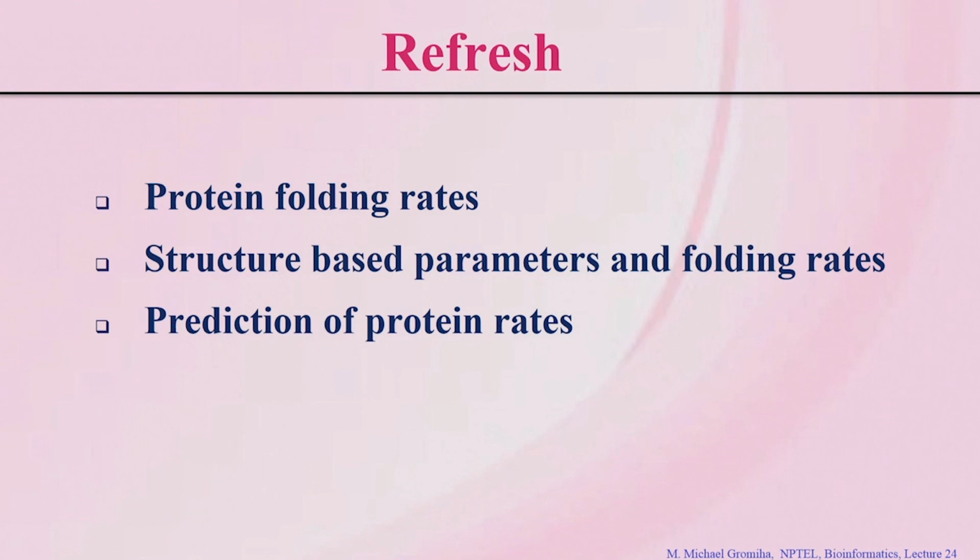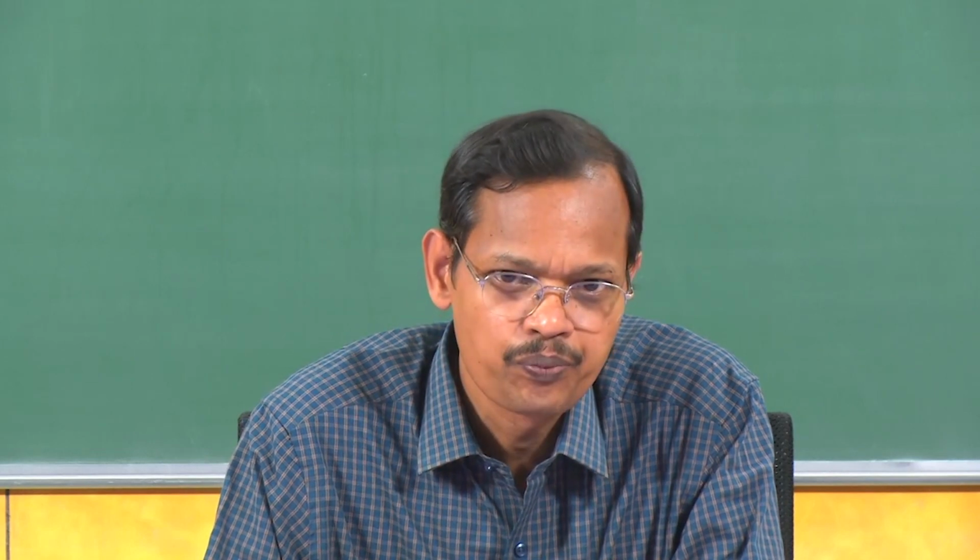In the last class, what did we discuss? We mainly focused on protein folding rates. What is protein folding rate? It is a measure to see whether a protein takes less time or more time to fold from its amino acid sequence to its 3-dimensional structure. It spans 8 orders of magnitude, from milliseconds to an hour.